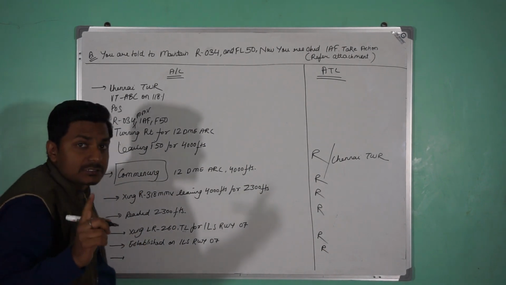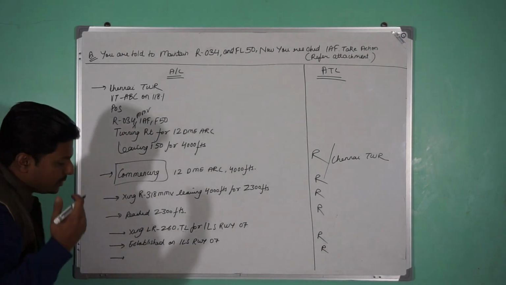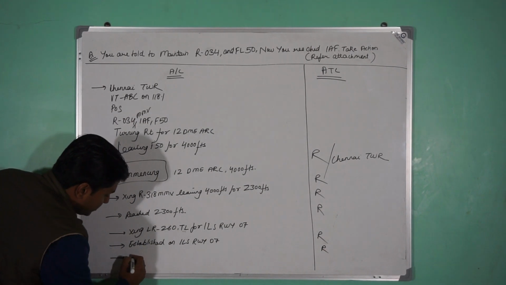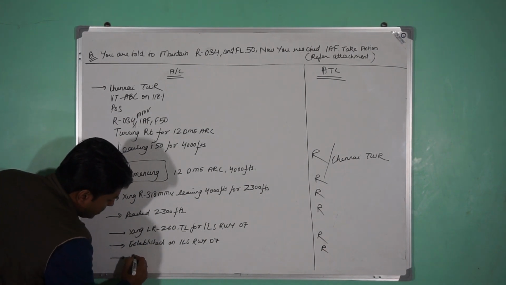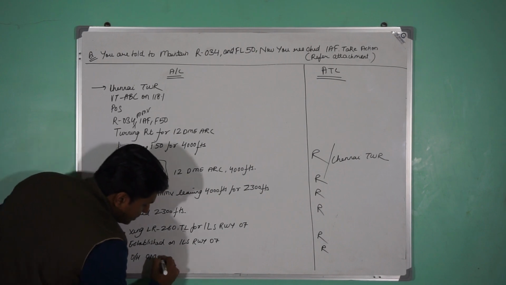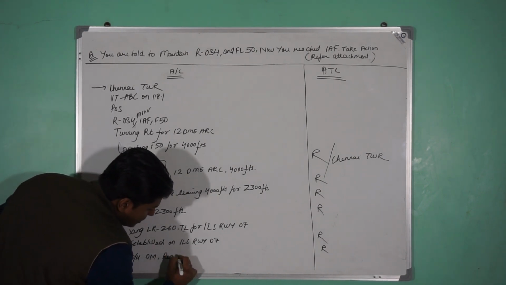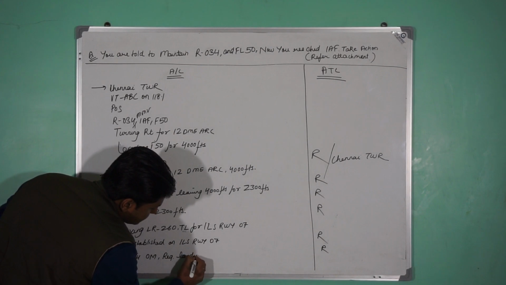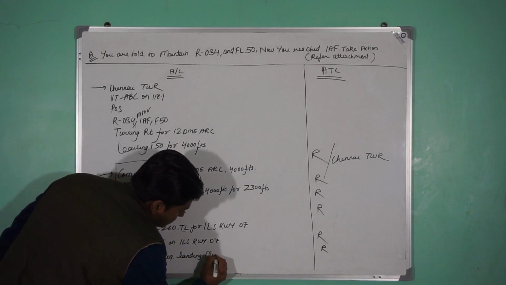Next is outer marker. I have already told you how to say it. You first will give your position: overhead outer marker, request landing clearance.